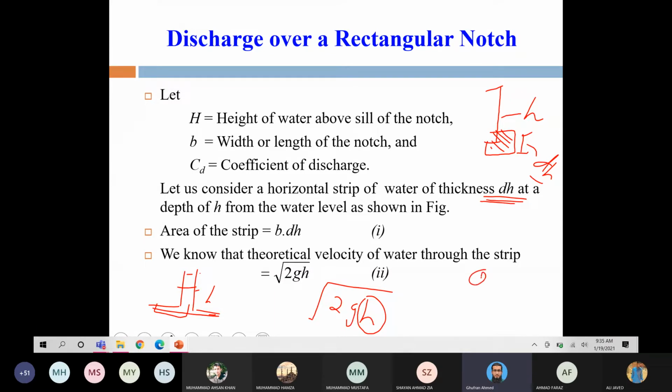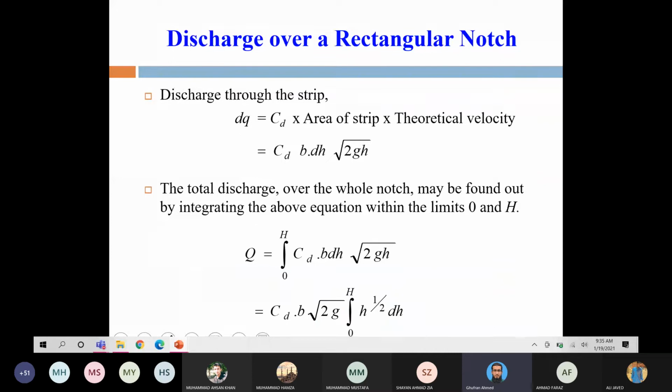कौन बताएगा? Q is equal to AV और साथ CD से मल्टीप्लाई कर दें अगर हम कोफिशिएंट, तो this becomes the actual discharge. So discharge through the strip, small dq, would be CD, area of strip, and theoretical velocity. So now, this is the discharge which is flowing in a small strip.